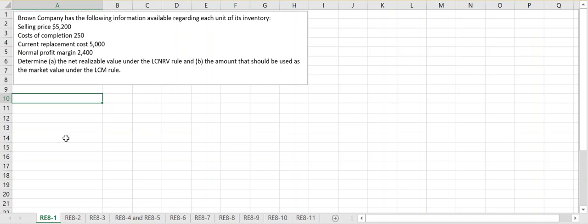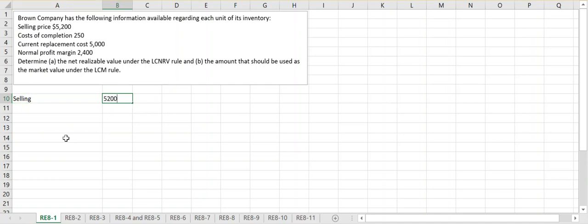And they want us first to calculate the net realizable value under the lower of cost or net realizable value rule, and then the amount that should be used as the market value under the lower of cost or market rule. So in the first one, we're dealing with really the FIFO method. When you're dealing with the lower of cost or net realizable value rule, that's when we're applying the FIFO method basically to this. So the first thing that we have to do is figure out the net realizable values.